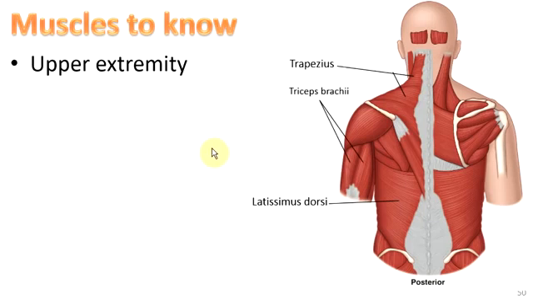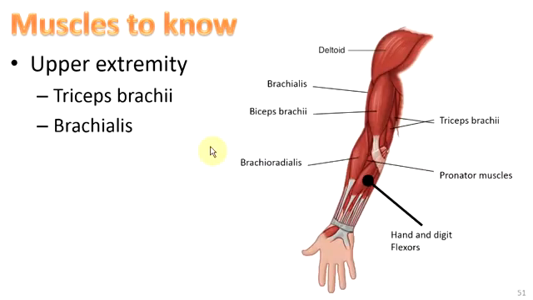Okay, moving on to the upper extremity, the triceps brachii, 3 heads, originates on the olecranon process of the ulna and inserts up here, 2 heads on the humerus, 1 head up on the shoulder blade, but just up in this area is good enough. And so when you shorten it, it pulls the olecranon up, which straightens the elbow out.